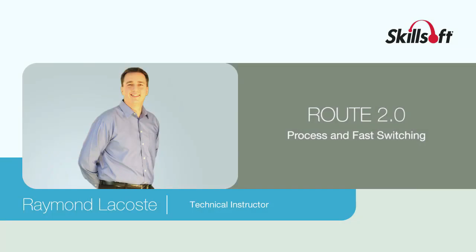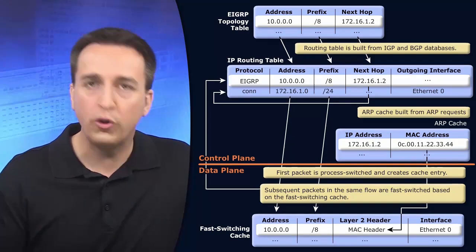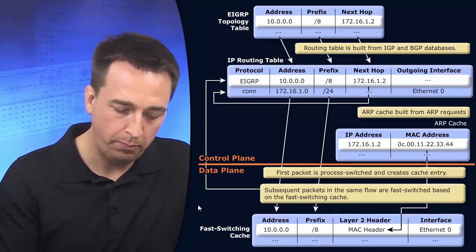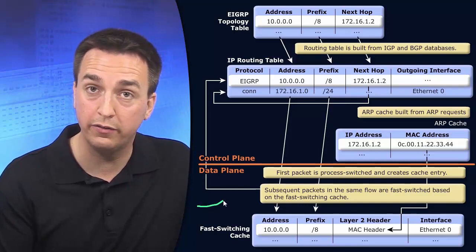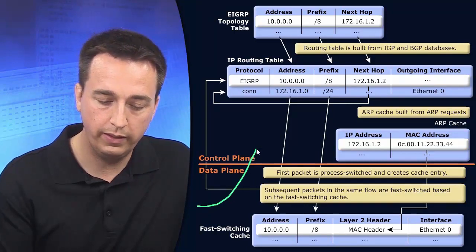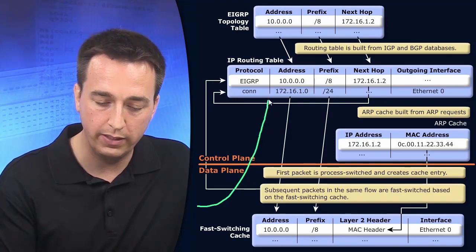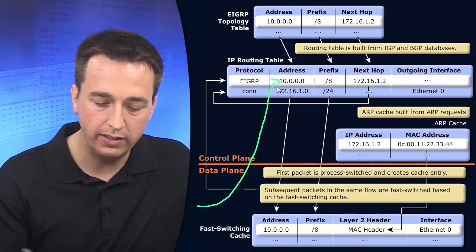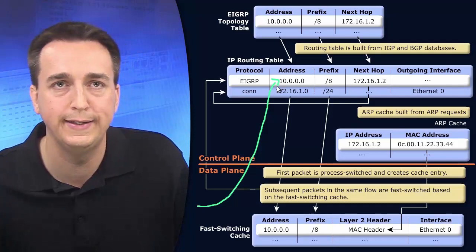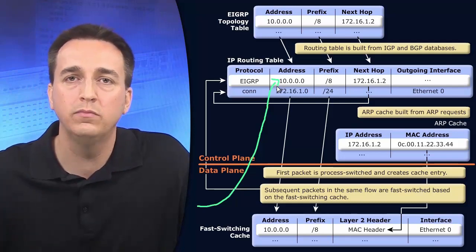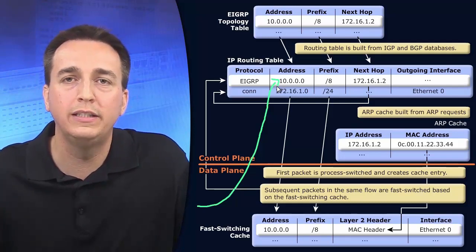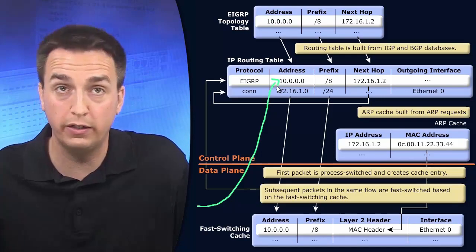Let's examine these switching modes in a little bit more detail. Process switching. A packet arrives inbound on an interface, is sent to the control plane where we have a routing table lookup done for the destination IP address. In this case, let's say the destination is 10.0.0.1. That's the IP address we're trying to reach.